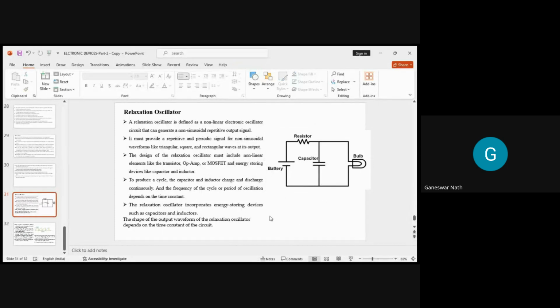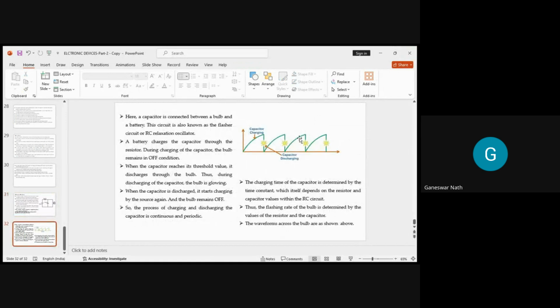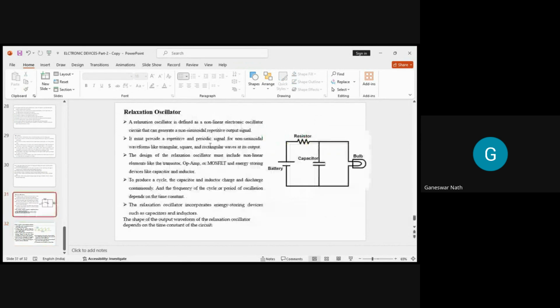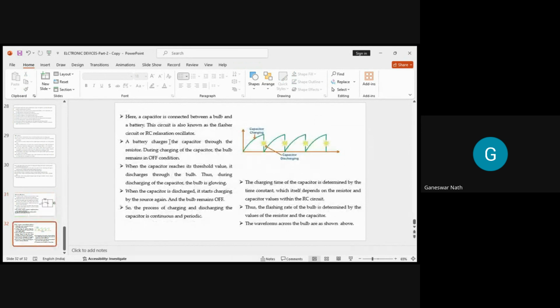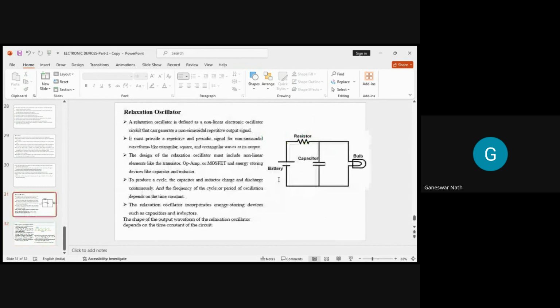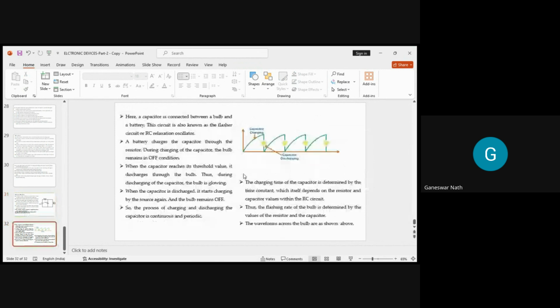Then you can find this is the output coming from the relaxation oscillator. Here you can find the capacitor connected between the bulb and the battery. This circuit is also known as a flasher circuit or the RC relaxation oscillator. A battery charges the capacitor through the resistor, so the capacitor is charging. During the charging of the capacitor, the bulb remains in the off condition. When the capacitor reaches its threshold value, it is discharged through the bulb.